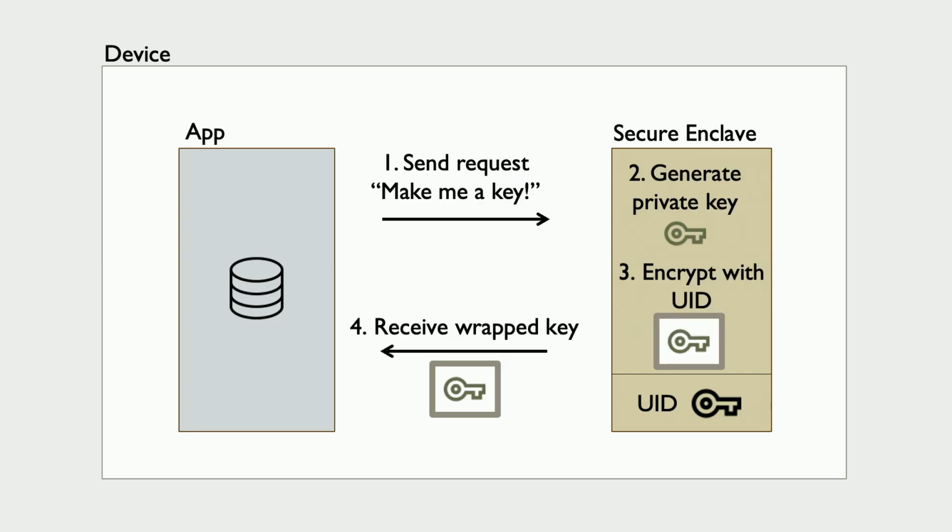So your app comes along and it wants to generate a new private key for some purpose. So it asks the enclave, and the enclave will use its internal random number generator to generate a valid key according to the parameters that you specify. It's not going to give it to you though. If it gave it to you, you could leak it, and then we would have all the same problems. So instead what it does is it encrypts that new private key using its internal UID secret. And this creates an encrypted blob that you can't really do anything with, and we call that a wrapped key.